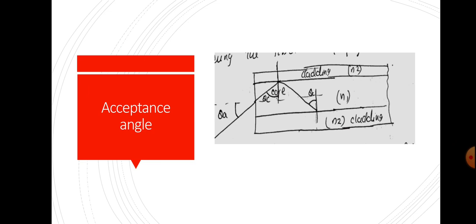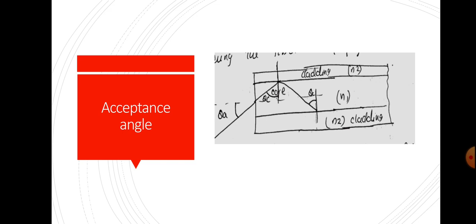Here there is a figure, and in that an incident ray is shown, and there is a total internally reflected ray, and the critical angle theta is also shown. Also it is given that the core refractive index is n1 and the cladding refractive index is n2. So we can define the acceptance angle, which is represented by theta a, as the maximum angle to the axis of the fiber that light entering the fiber is propagated. That means the acceptance angle is the maximum angle to the axis of the fiber that light entering the fiber is propagated.